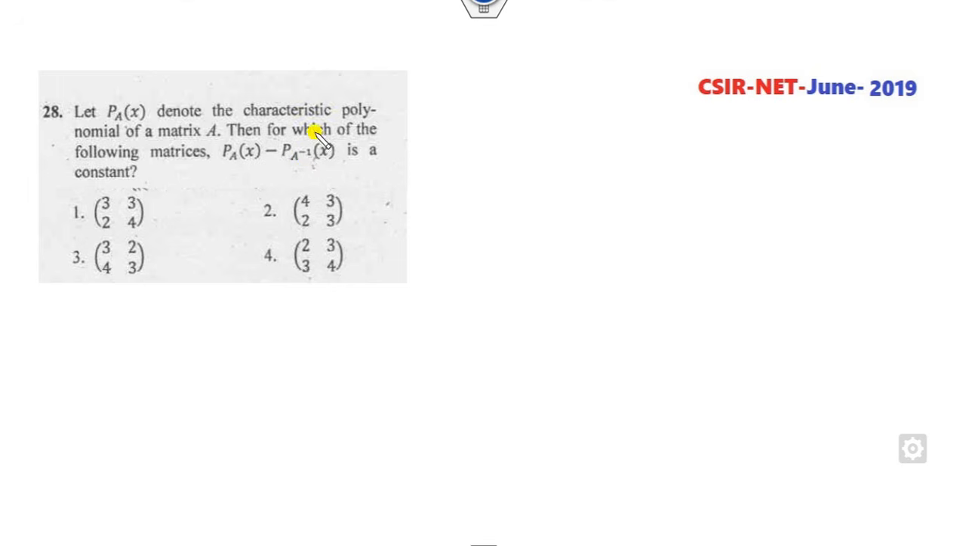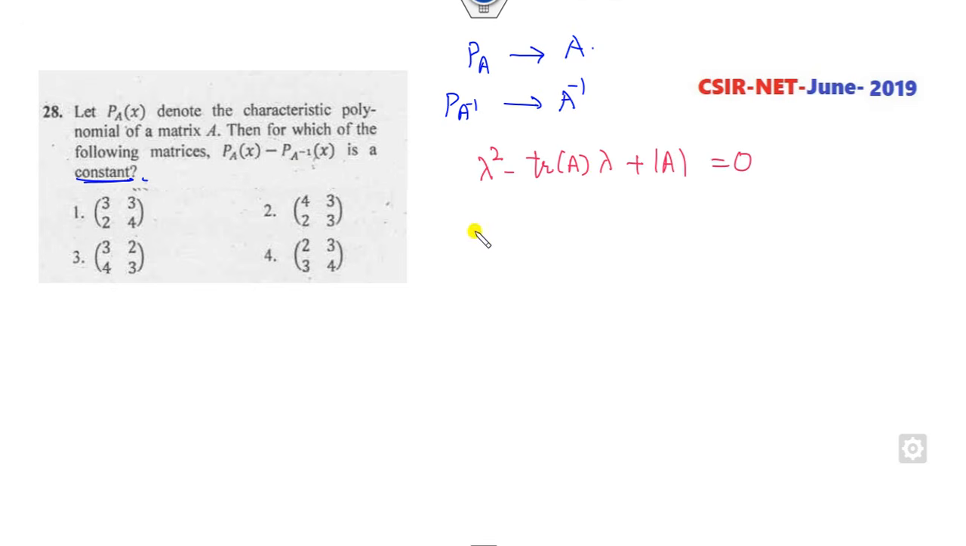Okay, look at this another concept. P of A is the characteristic polynomial of A. Then P of A inverse is the characteristic polynomial of A inverse. Which of the following is a constant? What is the characteristic polynomial? This is my characteristic polynomial of the matrix A. Fine. What is the characteristic polynomial of A inverse? This is the characteristic polynomial of A inverse.